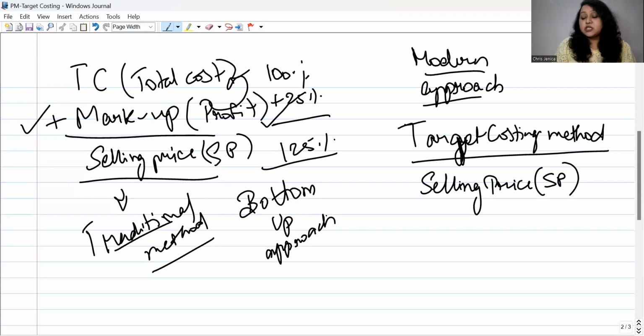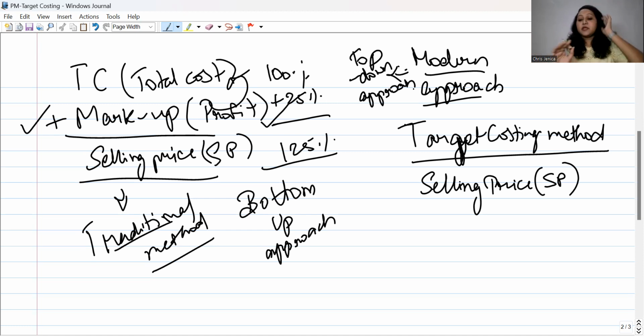But under target costing method, that is the modern approach, we are going to go with top down approach. So this is where you set a selling price, and then you will have a margin over it, and then you will derive at the target cost. So basically, I'll explain what it is.